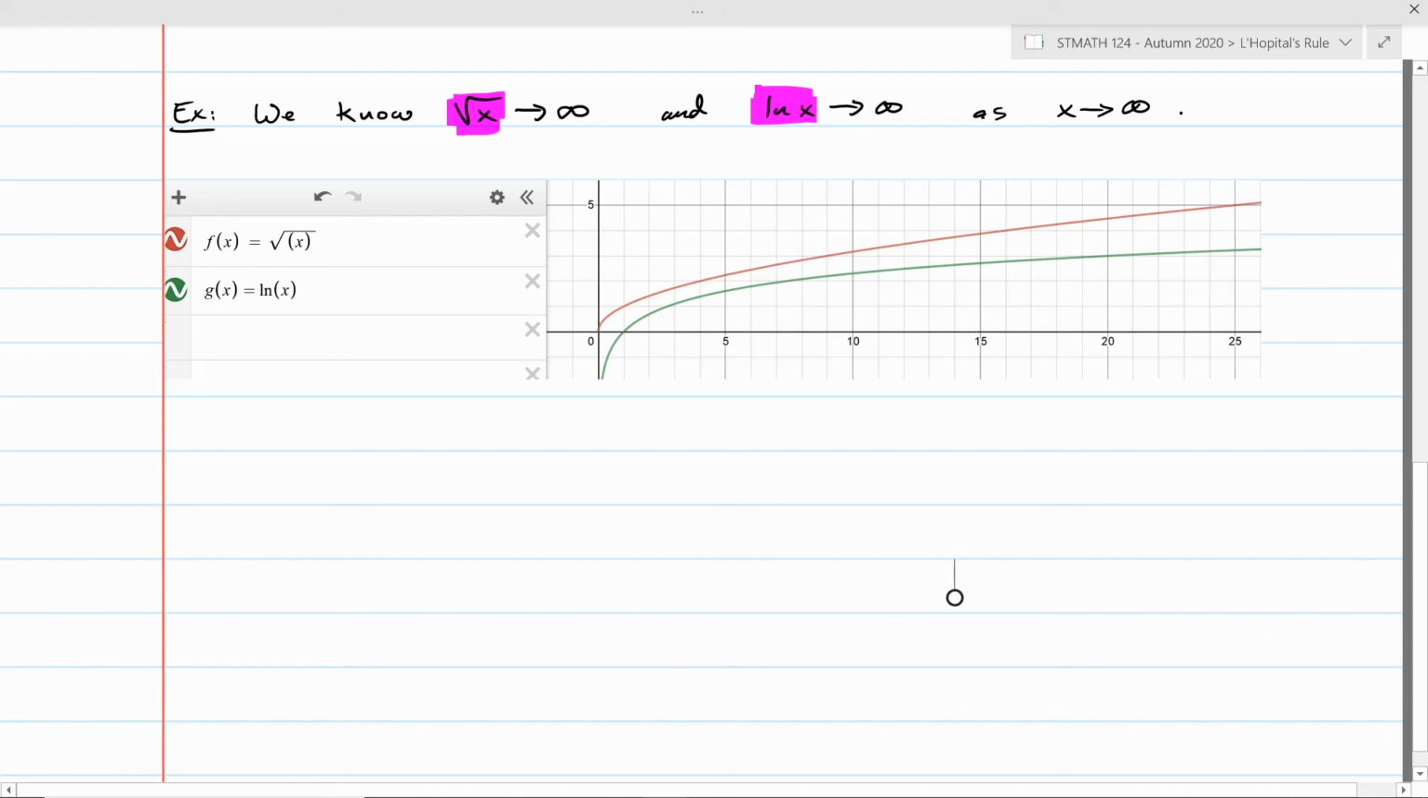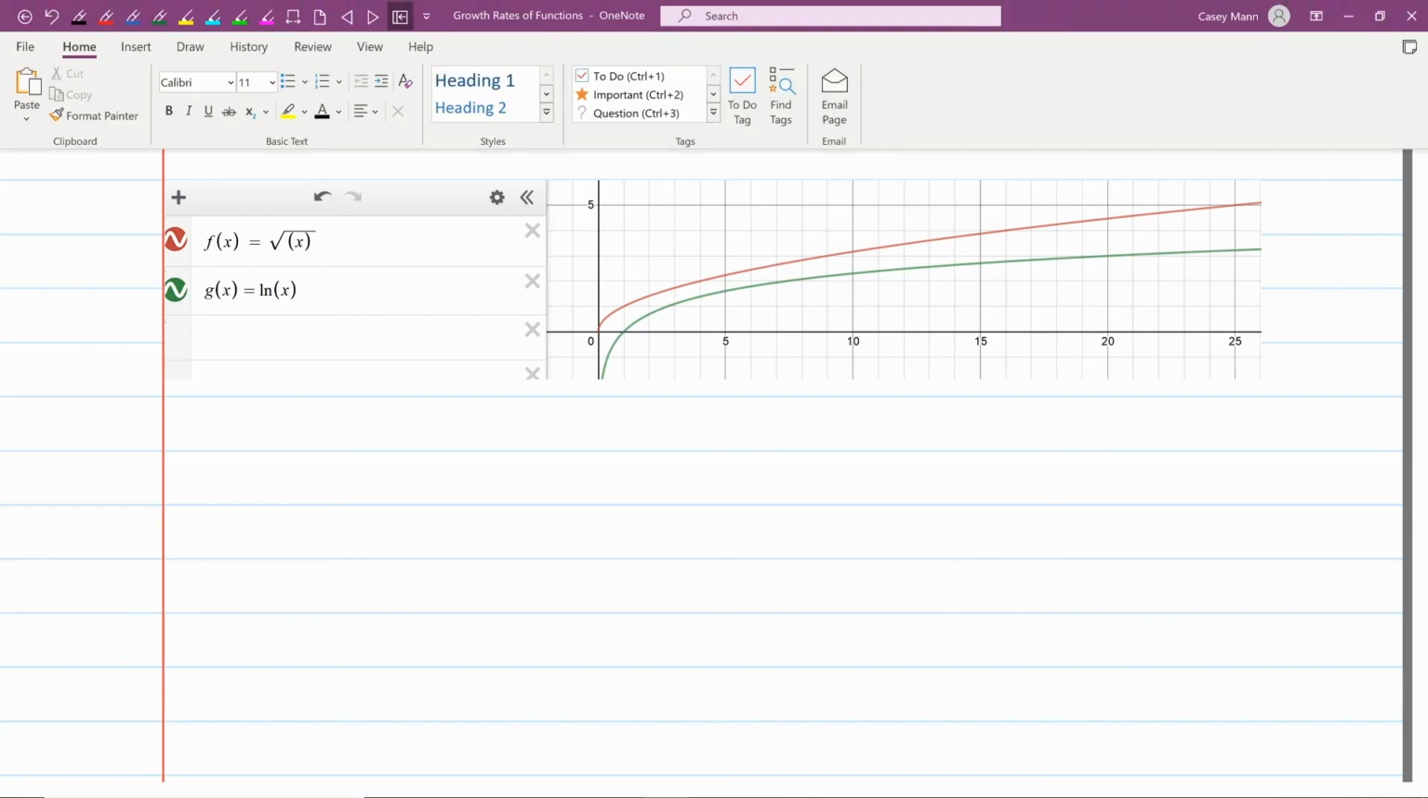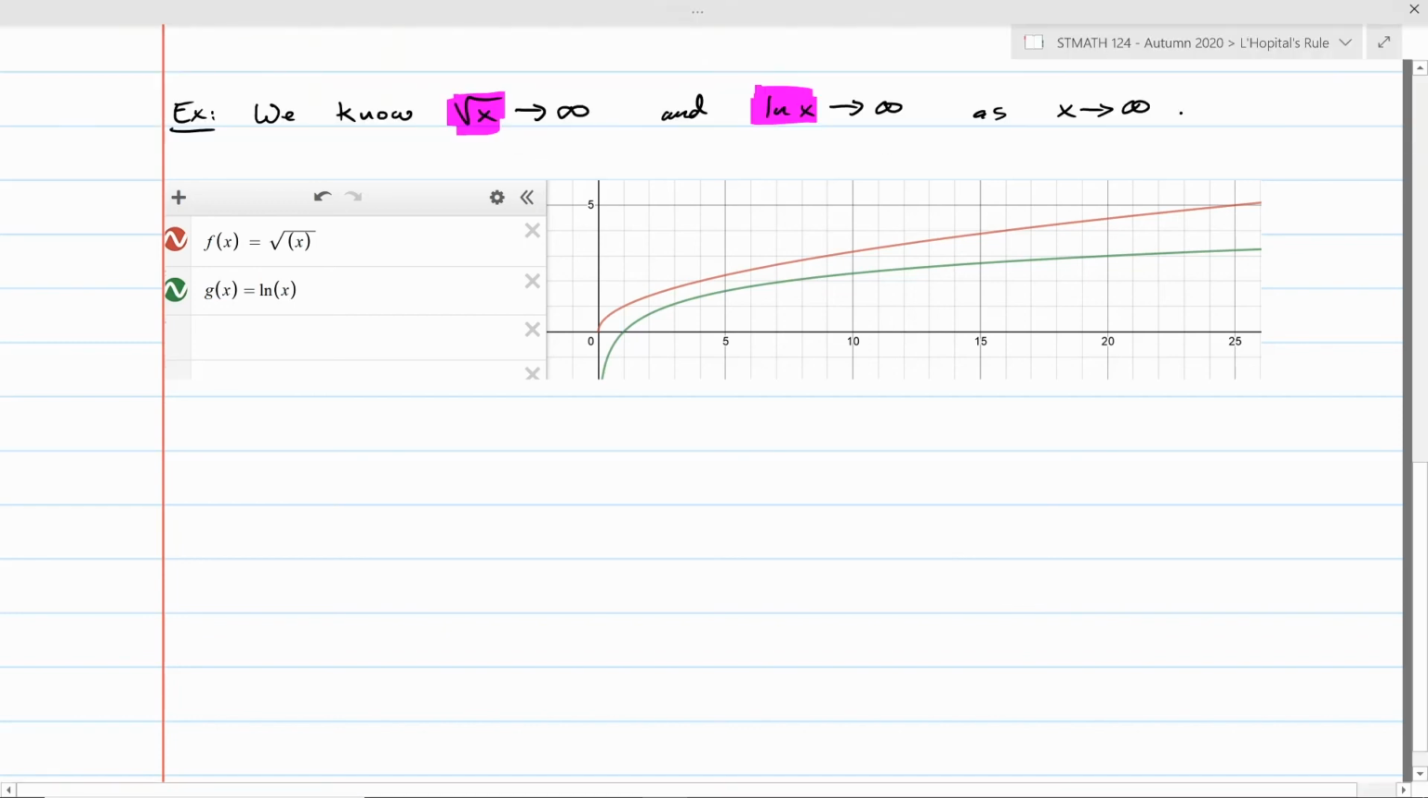Let's compare. I want to compare their growth rates. So let's look at the limit as x goes to infinity. I'll put natural log of x in the numerator and square root of x in the denominator.